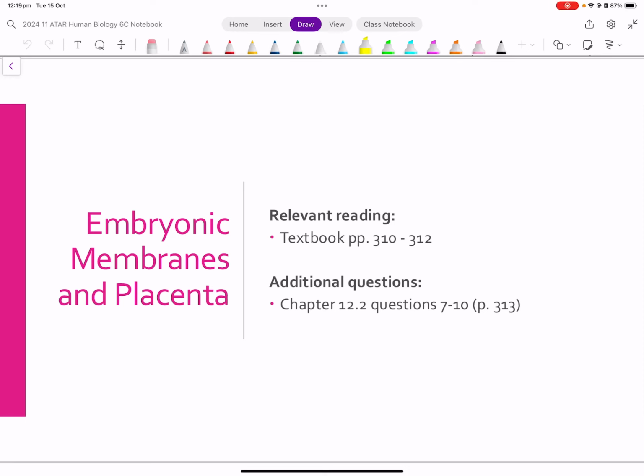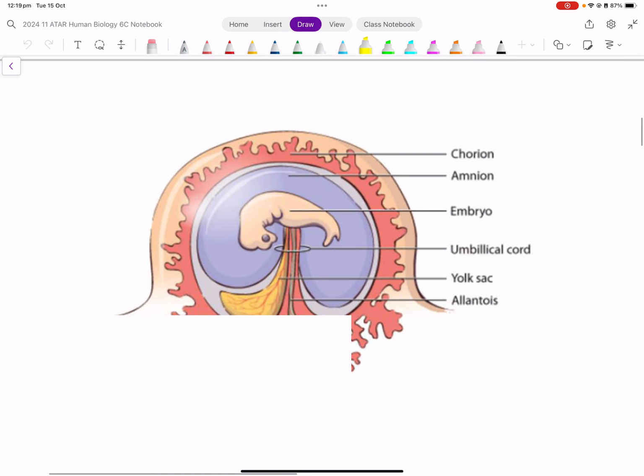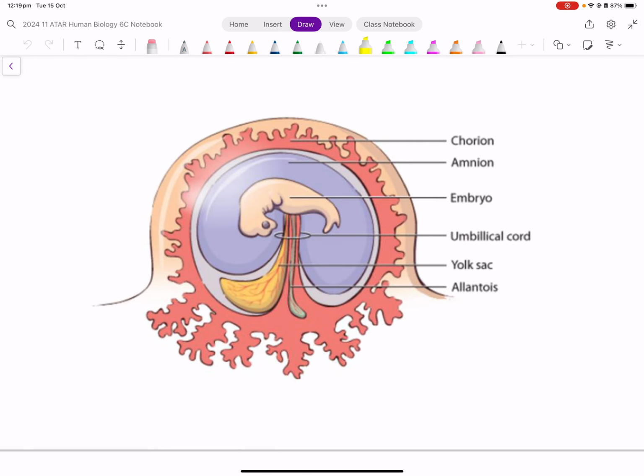Nice short one now, just looking at some of the embryonic membranes and the beginning of our dive into the placenta. So when we look at a developing embryo, this is after that period of development where we have our 3 embryonic germ cell layers. They've gone through a period of folding. We end up with the beginning of our embryo.